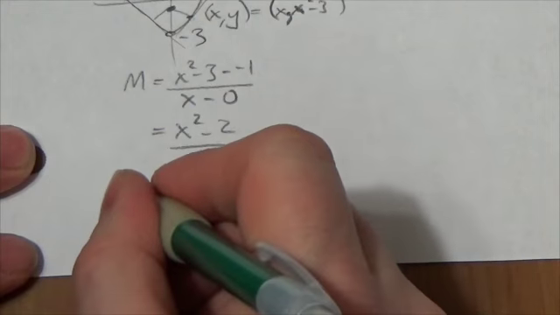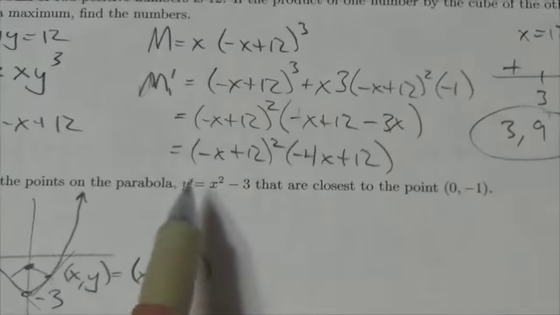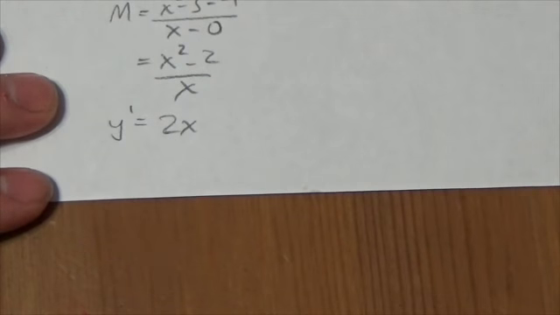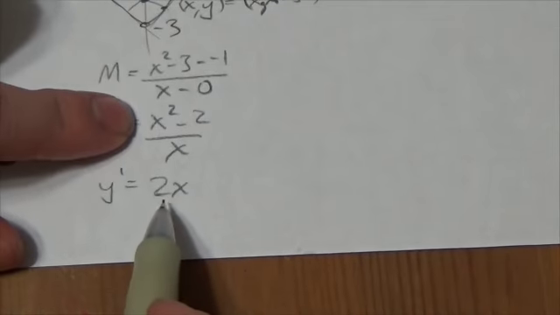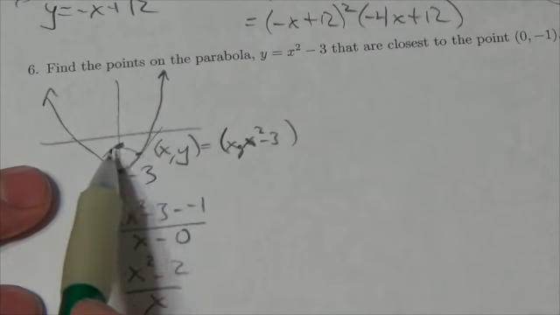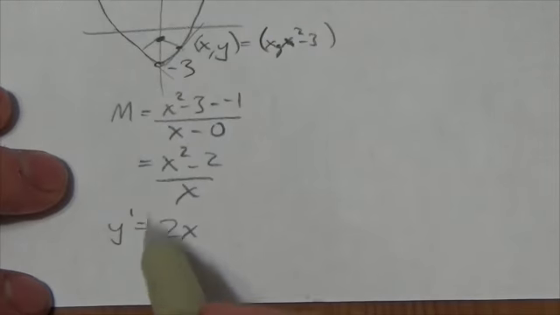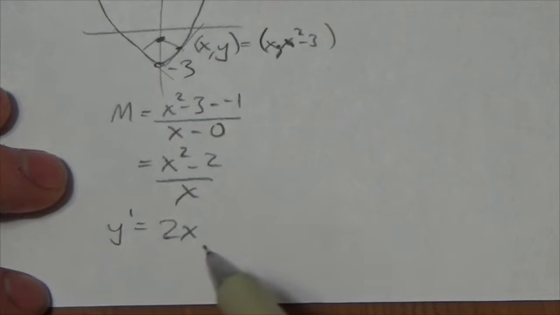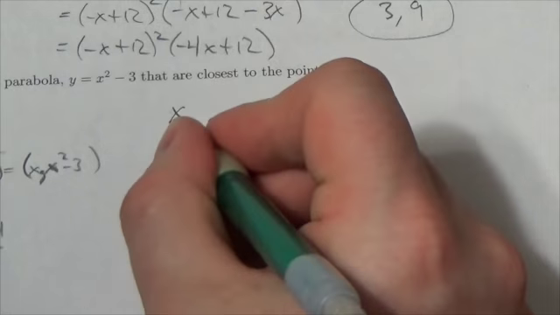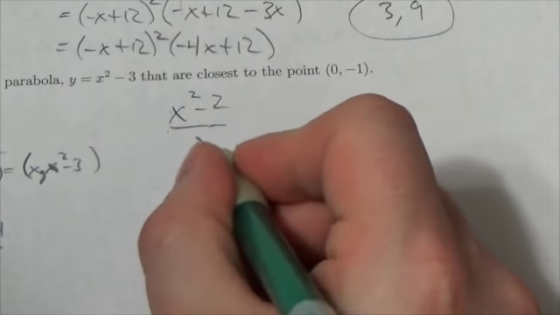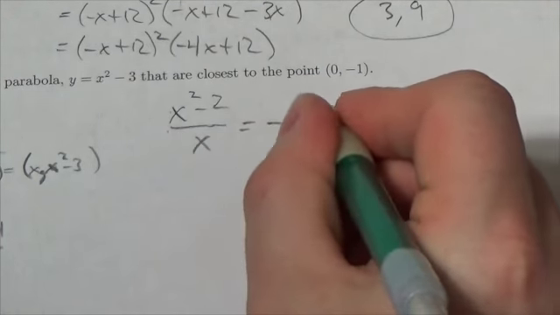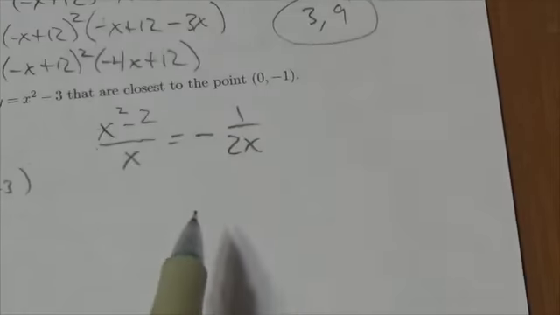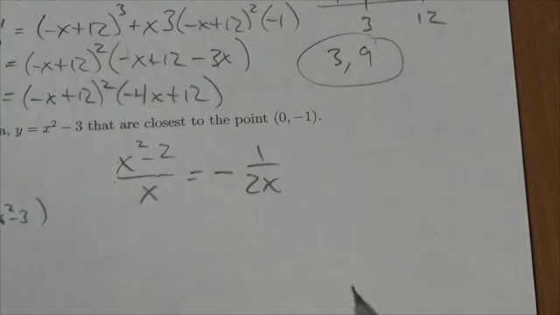The slope of our tangent line is going to be equivalent to the derivative of the function, which in this case will be 2x. Okay, now these two slopes are not the same, because one goes like this, the other one goes like this. But to make them the same, I simply take the negative reciprocal of one of them, and I'll probably do it with this one right here. So that means x squared minus 2 over x should equal the negative reciprocal of the slope of the tangent. And now these two should be equivalent.